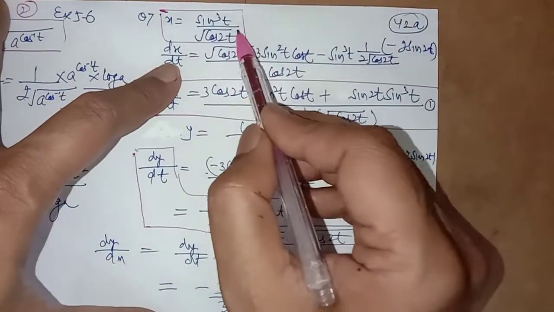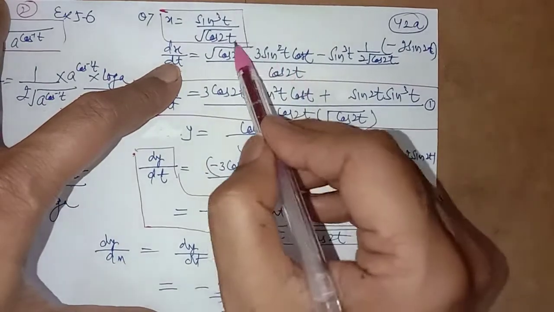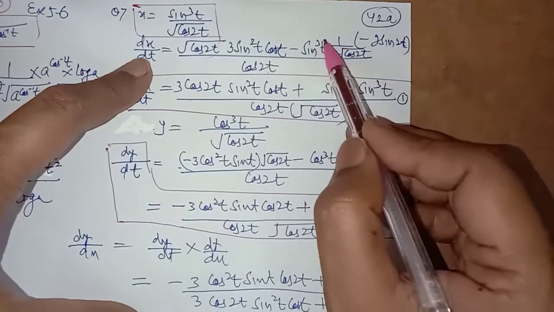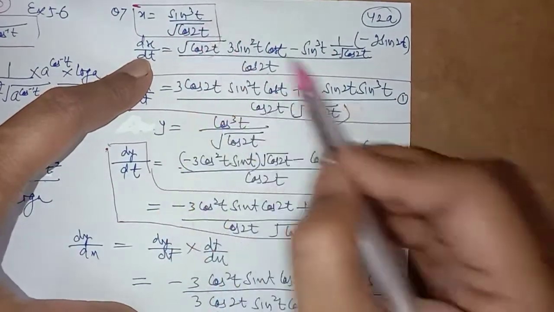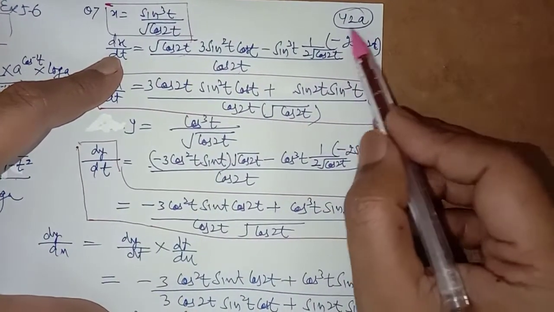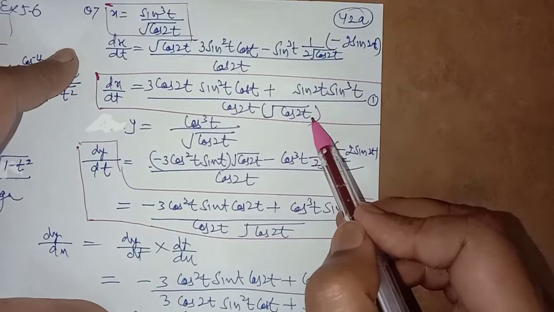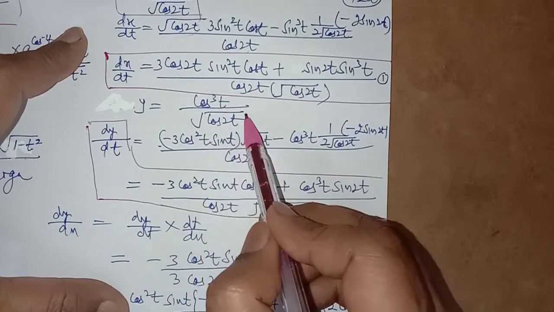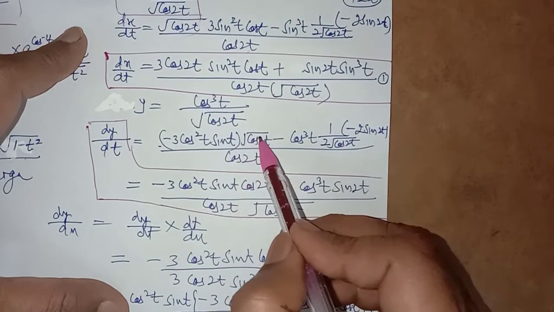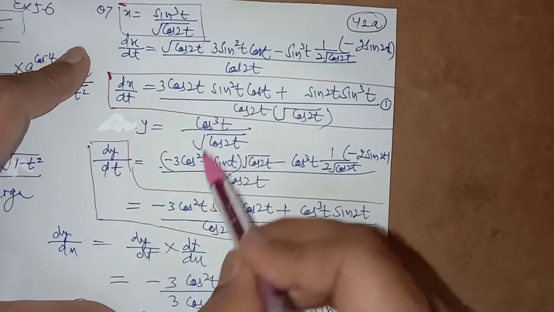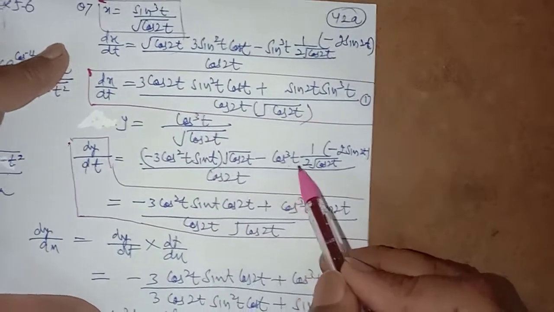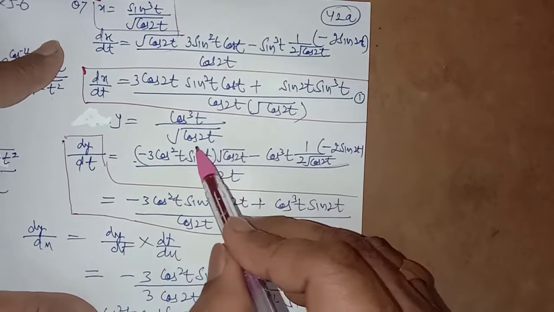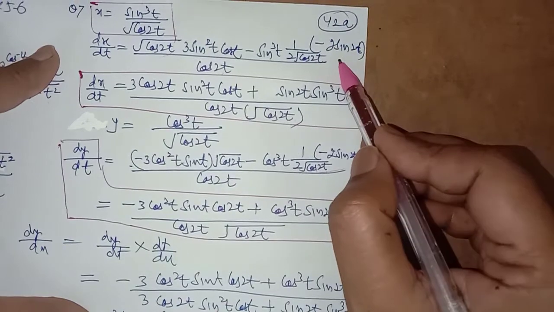So I have taken the quotient rule, square of the denominator, derivative of the numerator. This is the derivative of sine cube t minus numerator into derivative of the denominator. First the derivative of the root and the derivative of inside the root. So this is dx upon dt. Similarly, we have y. You can differentiate it by taking the quotient rule, square of the denominator, derivative of the numerator, which is the derivative of cos cube t minus numerator, derivative of the denominator. Under root cos 2t derivative is same here as well as here.